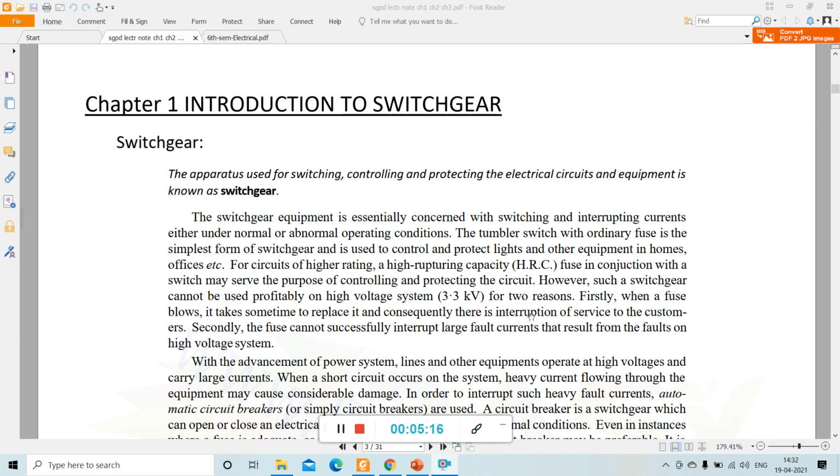So see, this is our chapter 1, introduction to switchgear. Under this, first we must know the definition of switchgear. What is the definition? Okay, the apparatus used for switching, controlling and protecting the electrical circuit and equipment is known as switchgear. The switchgear equipment is essentially concerned with switching and interrupting currents either under normal or abnormal operating condition. Okay, so see, basically what is this?